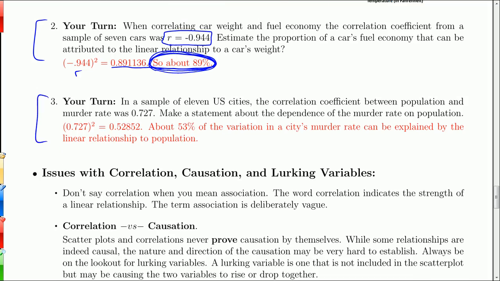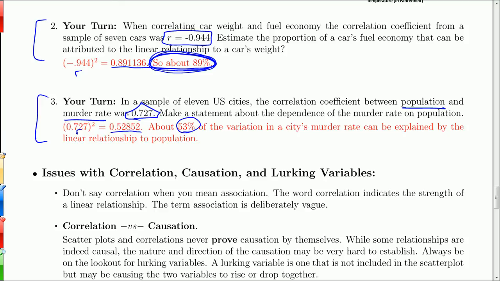Okay. In a sample of 11 U.S. cities, the correlation coefficient between population and murder rate was 0.727. Make a statement about the dependence of the murder rate on population. So if I take my R and I square it, I get 0.52852. If I convert that to a percentage with no decimal places, I have about 53%.